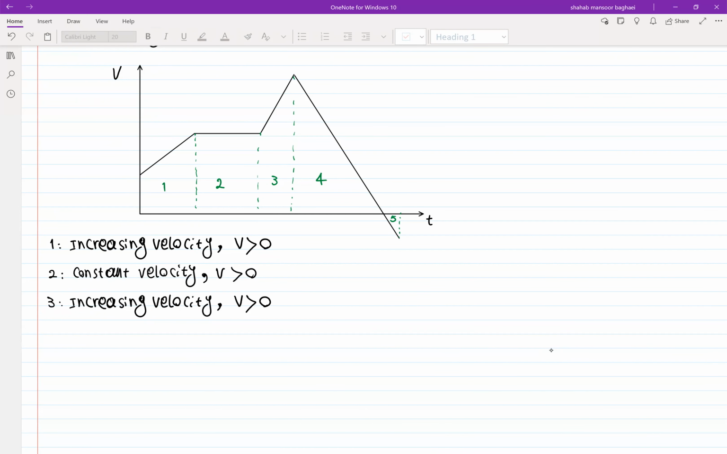In order to help you answer this question, focus on the slope. Is it positive or negative? Of course, it is negative. Therefore, you have decreasing velocity. Number 4, decreasing velocity.